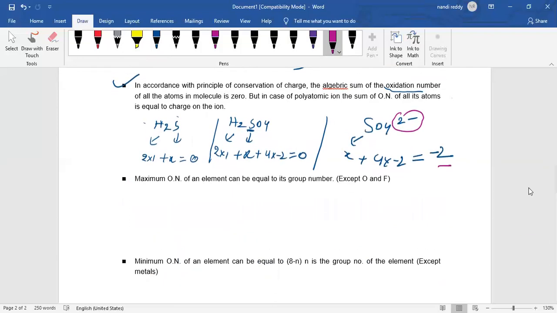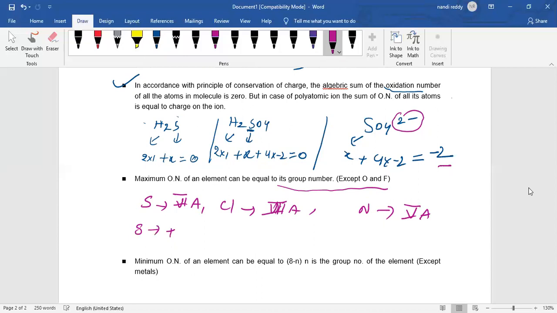The maximum oxidation number of an element can be equal to its group number, except for oxygen and fluorine. For example, sulfur is generally in group 6A. Chlorine, a halogen, we consider to be in group 7A. Nitrogen we consider to be in group 5A. So the maximum oxidation number of sulfur is +6. Chlorine's maximum oxidation number is +7. Nitrogen's maximum oxidation number is +5.